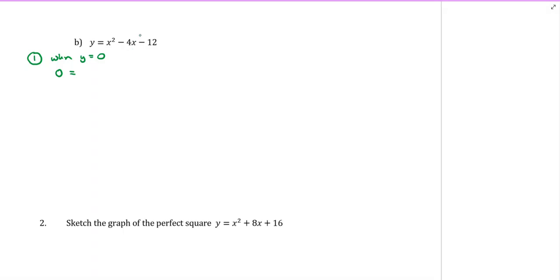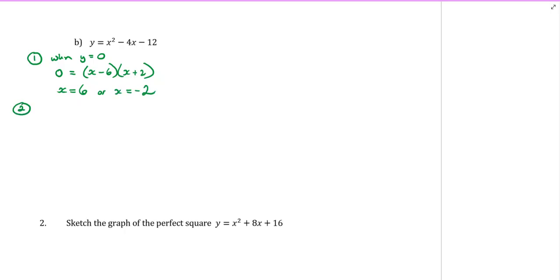So the two numbers that times to give minus 12 and add to give a minus 4 are negative 6 and a positive 2. Solving that will give me x equals positive 6 or x equals negative 2.